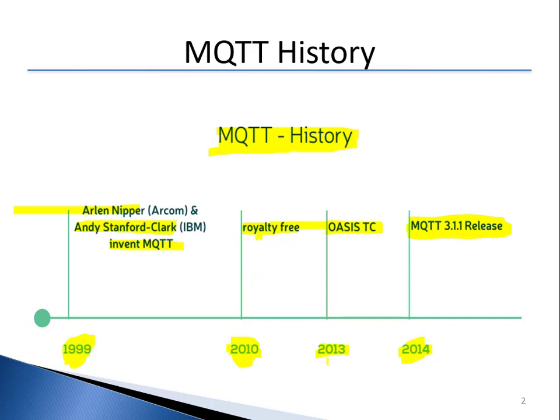After that, in the year 2013, Oasis TC took over this particular technology. Oasis acquired all the protocol structure and all, and they took over this open source technology and hosted everything on mqtt.org. From 2014 onwards, the first release was released, that is MQTT 3.1.1. That is the first release, and the current latest release is different. You can open mqtt.org to get the current latest release as well.